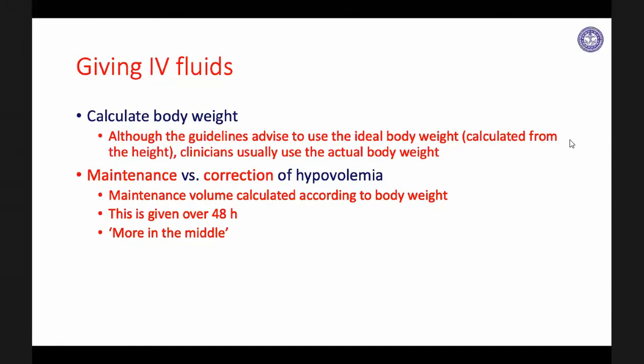Now, there are two types of fluids: maintenance fluids and correction of hypovolemia. Maintenance volume is calculated according to the body weight up to 50 kilograms and is given over 48 hours, but not evenly. You give a little at the beginning, more in the middle, and little in the end. So it's a pyramid-shaped one because the leakage starts with the critical phase and increases towards the middle, that is 24 hours, and then starts to reduce. So there's an ascending limb and a descending limb. During the ascending limb, we give more fluids, and in the descending limb, we reduce the fluid amount.